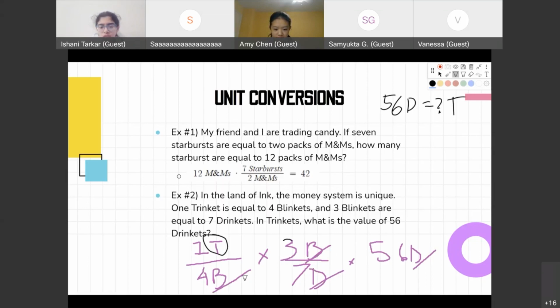So now all we have to do is multiply, and we get 3 times 56 over 4 times 7, sorry, not 3 times 5, 3 times 56 over 4 times 7. So 7 times 8 is 56, so that means we get 3 times 8 over 4, right? So 8 divided by 4 is 2, so we do 3 times 2, which is equal to 6. So that means that 6 trinkets is equal to 56 trinkets. So that is our answer.